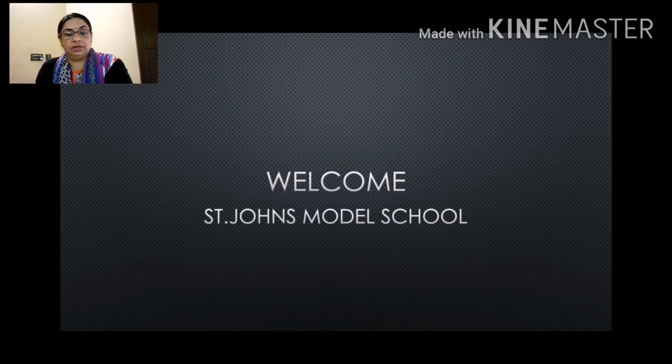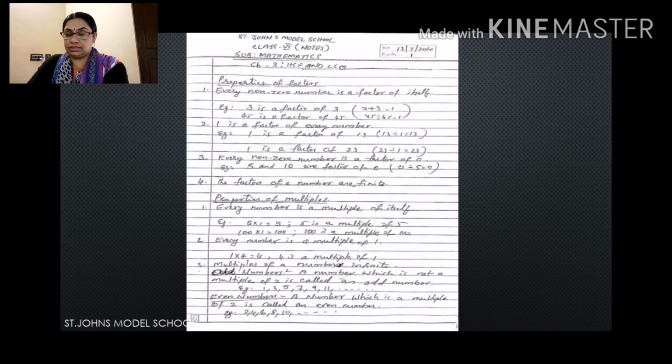In the last class we discussed LCM and HCF. LCM is the least common multiple, and HCF is the highest common factor. We learned how to find LCM and HCF by finding out the multiples and factors. Now we move on to the properties of factors.